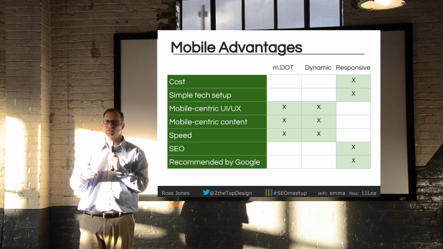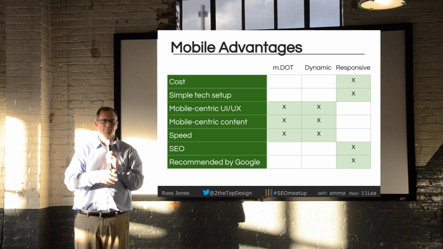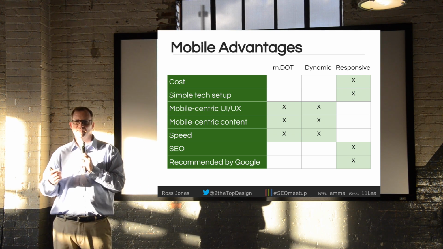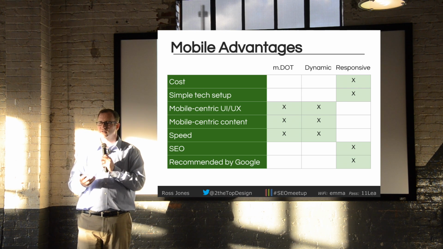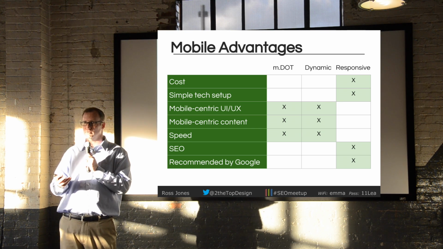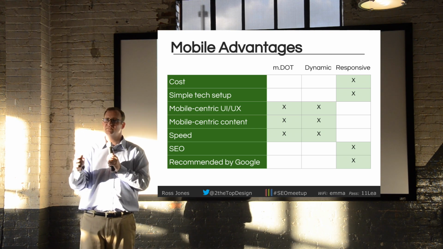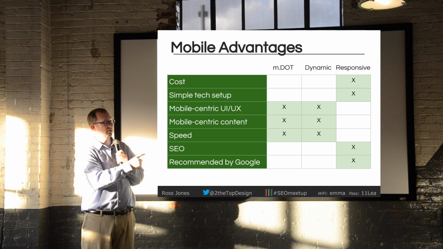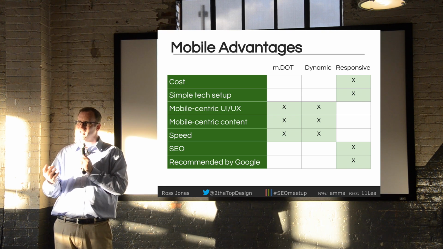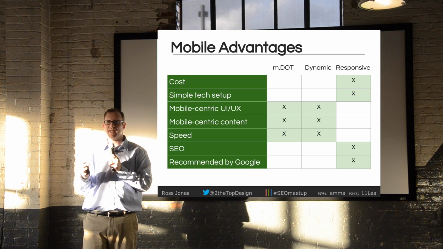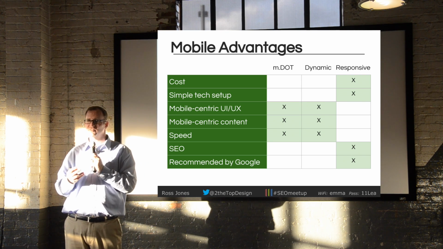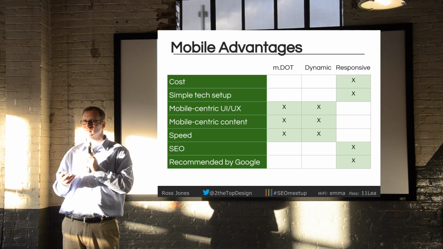Now, there are a few things that are better about either going with an M.dot, different URLs, or going with the dynamically served content. And that is that you can really tailor the experience and the content to a mobile user. And so, because it is a different website, if you go with either of the first 2 options, you really can serve up custom content, and you can really have a completely different layout and design specifically tailored to people who are visiting your website on a mobile device.